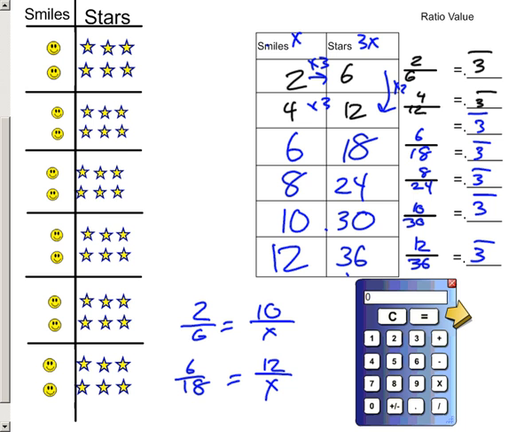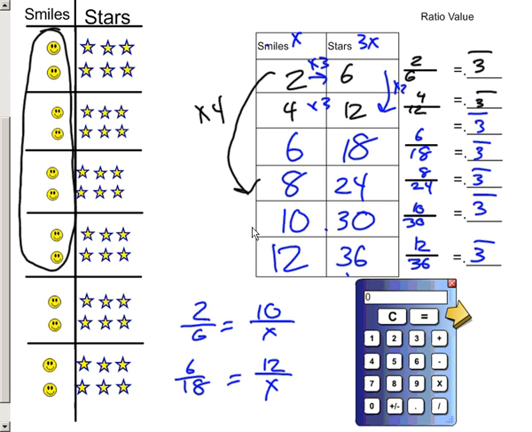All right, so let's take a look and see how you did. So if there are 8 smiles, you can see that that's 4 groups of smiles. So 4 times 2 is 8. So to get from here to here, we did times 4 because there's 4 groups. So we're going to do the same thing here. To get from 6 to this value, we also have to do 4 groups. There's 4 groups of 6, so it's 4 times 6. You can see that there's 24 stars.